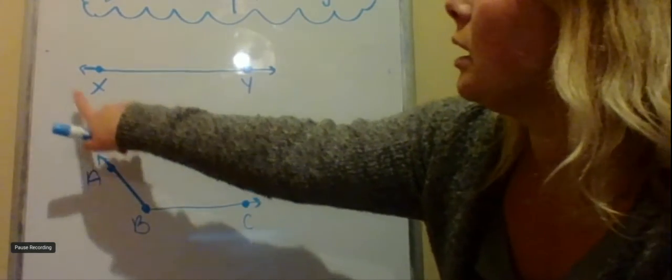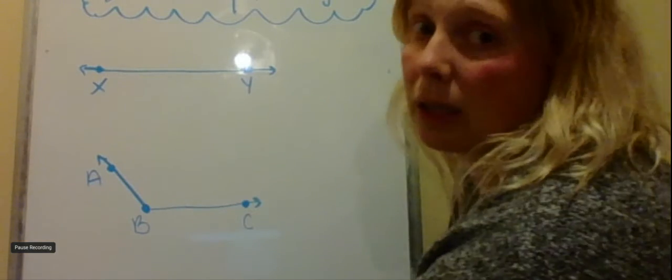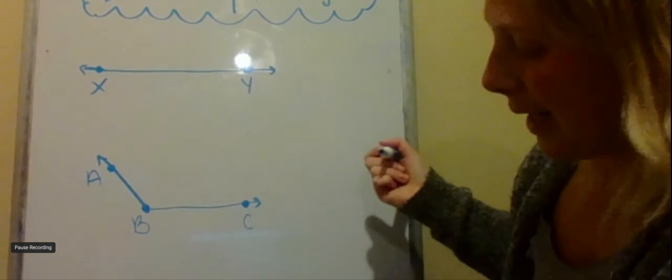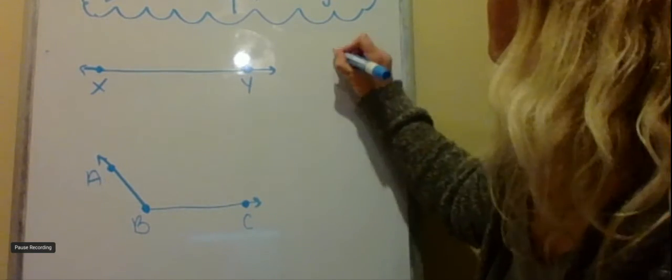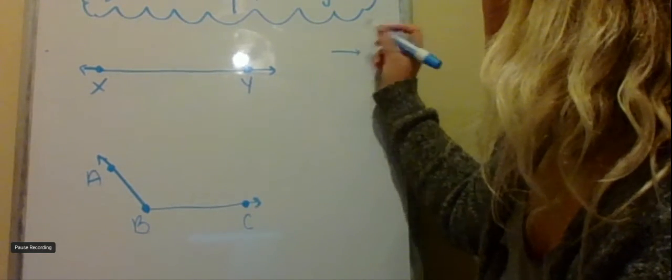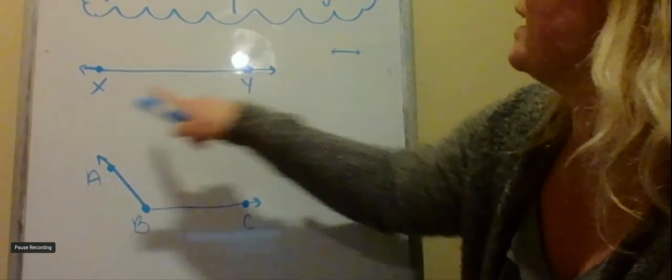So if you look here, we have arrows going in both directions. So it is a line. Okay. So it's a line. And how I would write that out would be a tiny arrow both ways and label it X, Y.